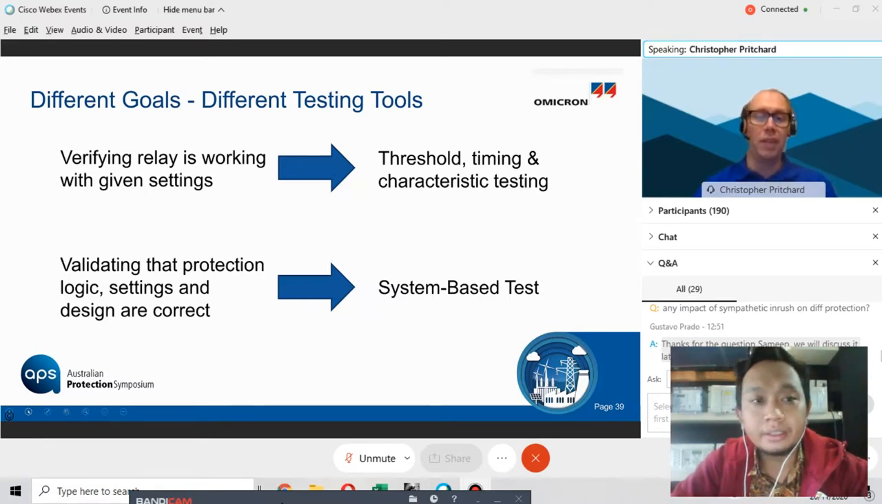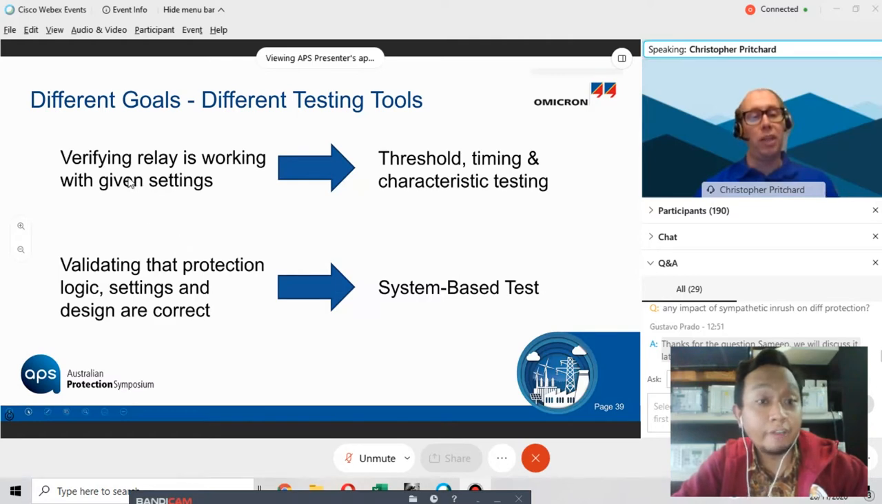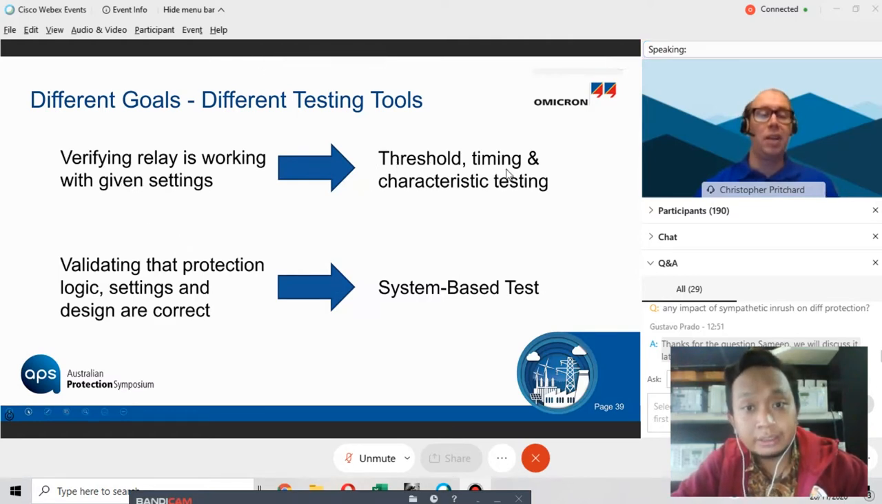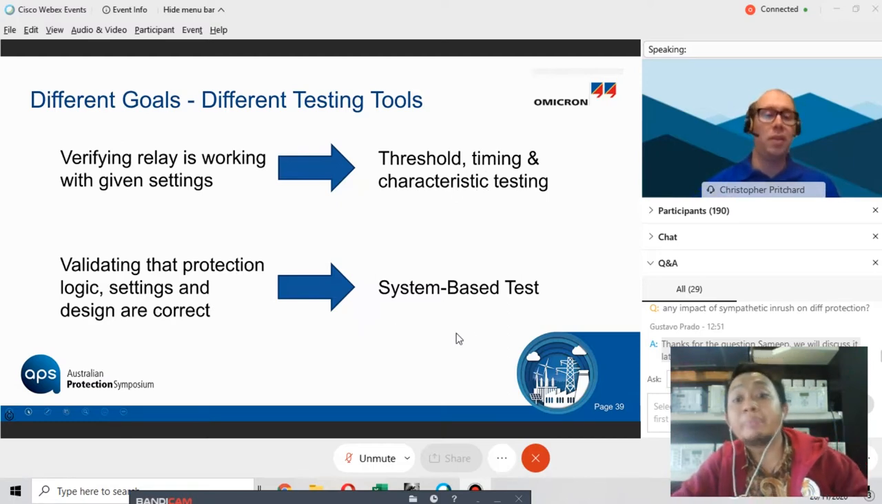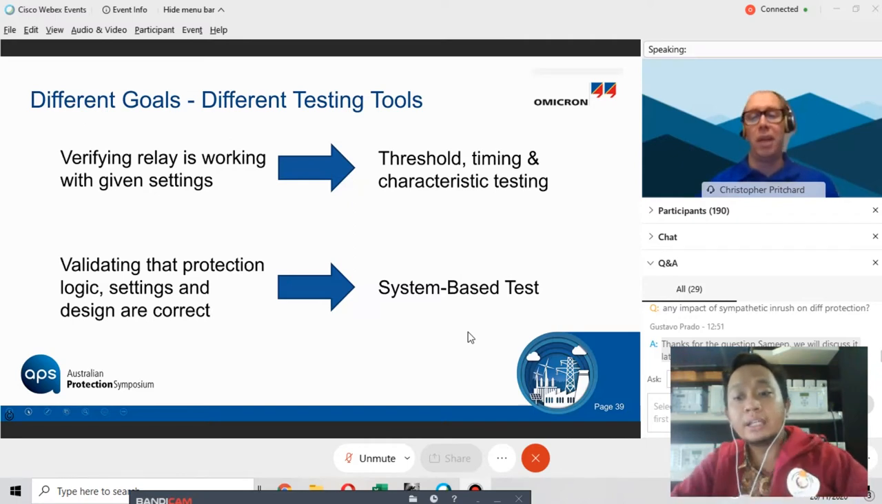Gimana dia menjelaskan untuk cara pengujian diferensial, gimana konvensional atau tradisionalnya dia menggunakan hanya diferensial trafo ya, hanya threshold, timing, dan juga karakteristik testing. Sekarang sudah menjadi sistem base. Sistem base itu seolah-olah kita memberi gangguan sesungguhnya seperti yang ada di lapangan. Dan relay ini dia responnya atau actionnya seperti apa?